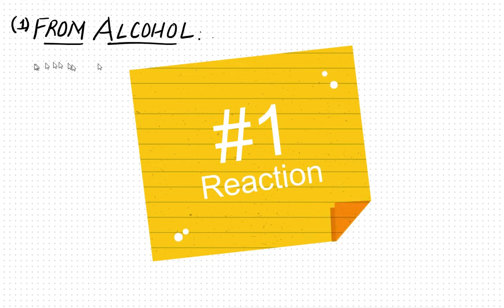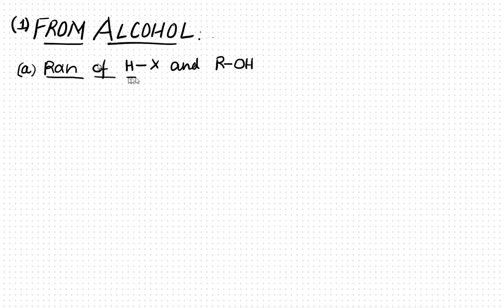The first reaction that we are going to study here is the reaction of hydrogen halide and alcohol. Let me write it down here. So here I have represented ROH as alcohol. R is any carbon chain. We will mostly be using ethanol here, but you can use any alcohol you like for that matter. I have represented ROH just for the sake of representing alcohol.